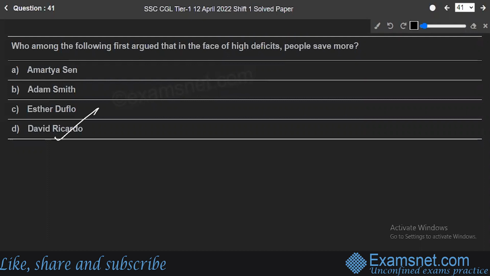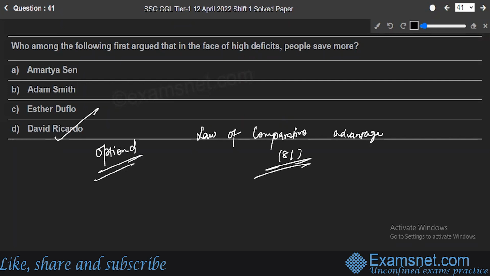The law of comparative advantage. The law of comparative advantage is popularly attributed to English political economist David Ricardo. His book on the principles of political economy and taxation was written in 1817. So this is the answer to the question. Option D, David Ricardo. Hope you understood this.